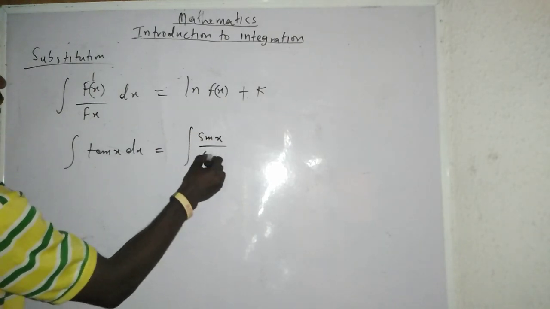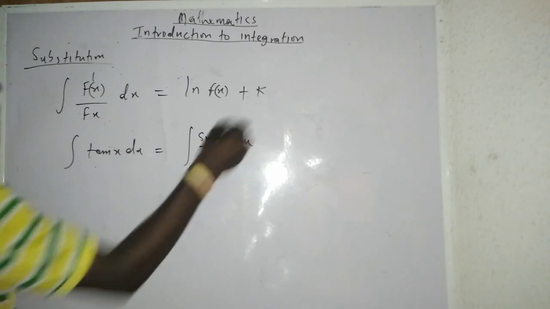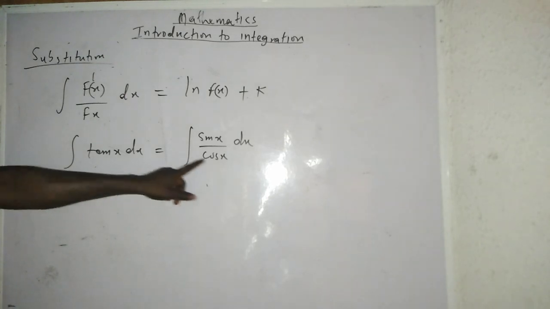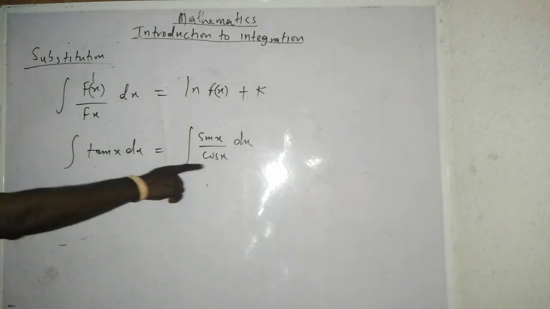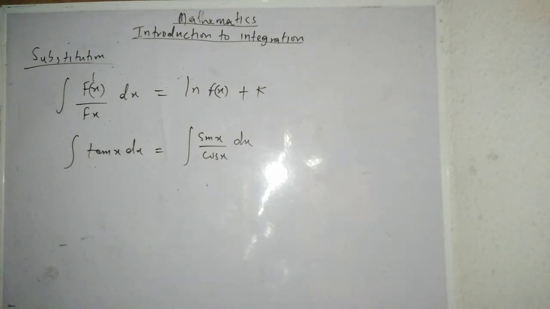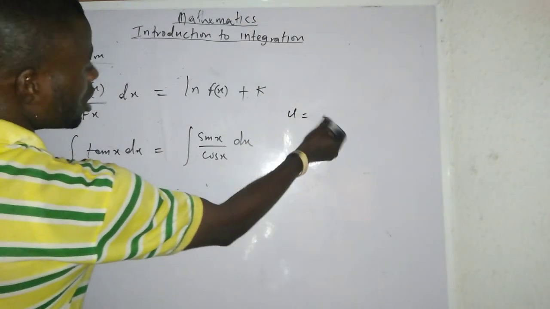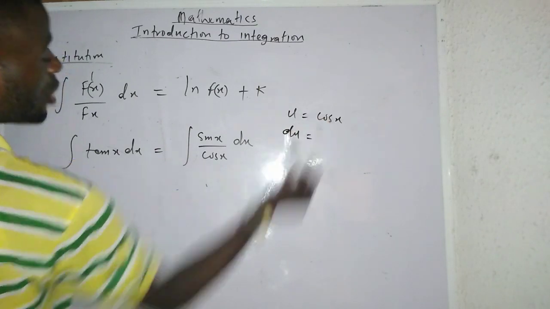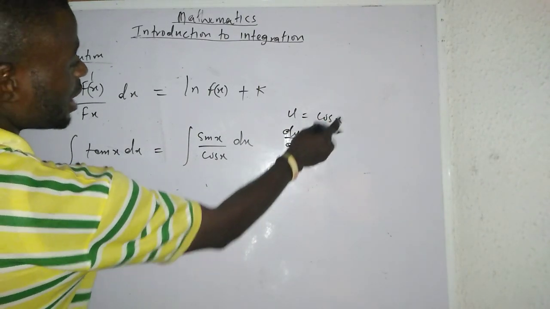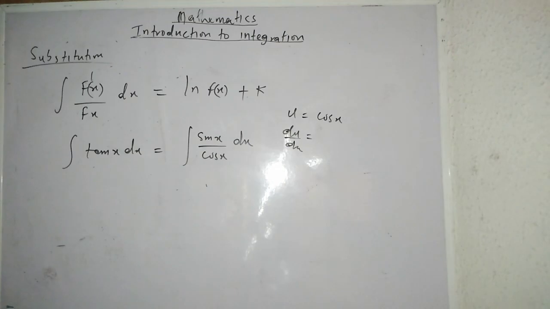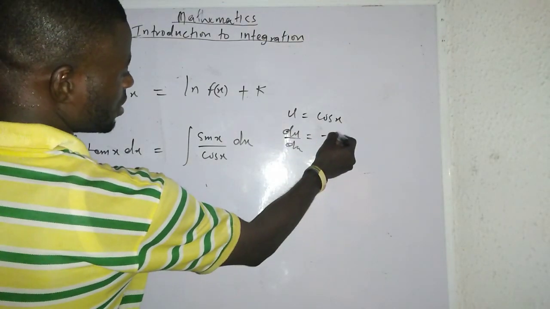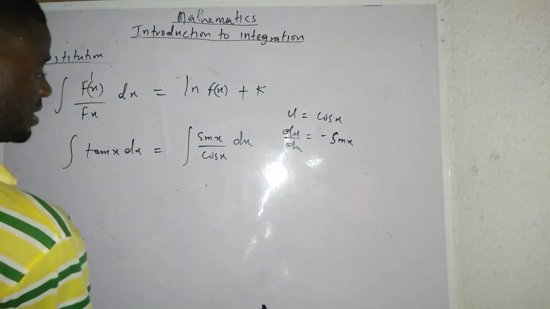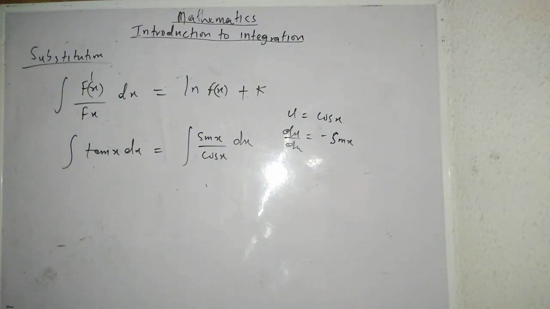Sine x all over cos x dx. Now, tan is a very good example. If I differentiate my u, my cos x, the du/dx of this is equal to minus sine x.